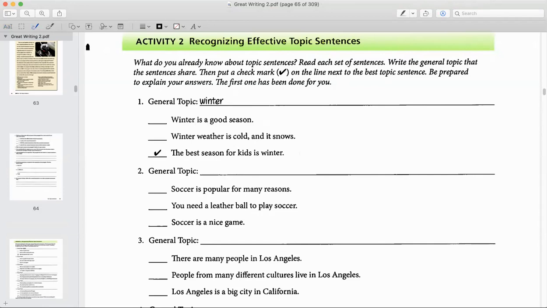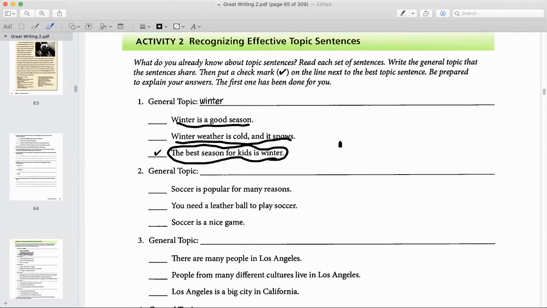Oh, look at this. I'm going to see if I can write on here. So winter is a good season. Why is that not a good topic sentence? Winter weather is cold and it snows. Okay, why is that not good? And if you think number 3 is the best, the best season for kids is winter. So why are these two bad and why is this one good?